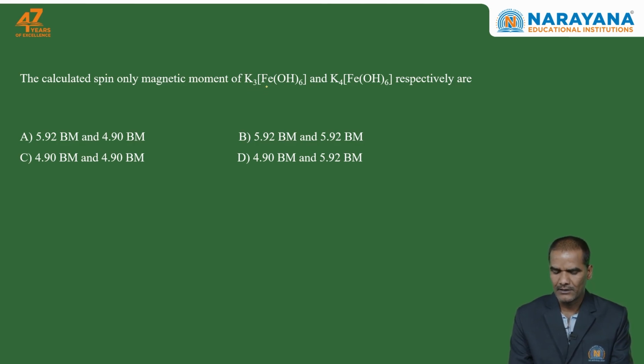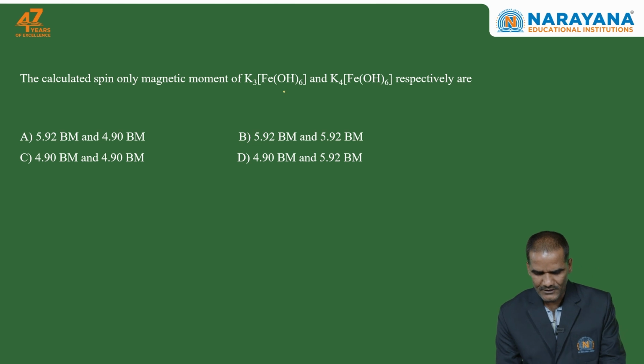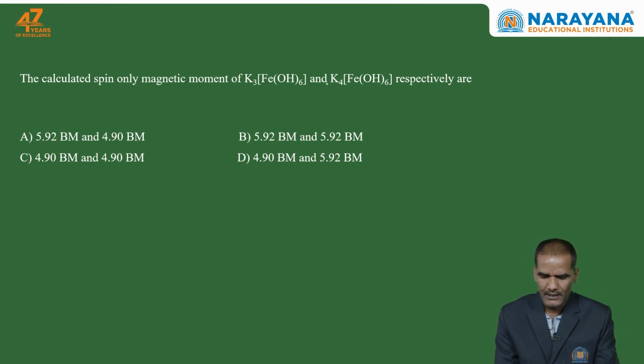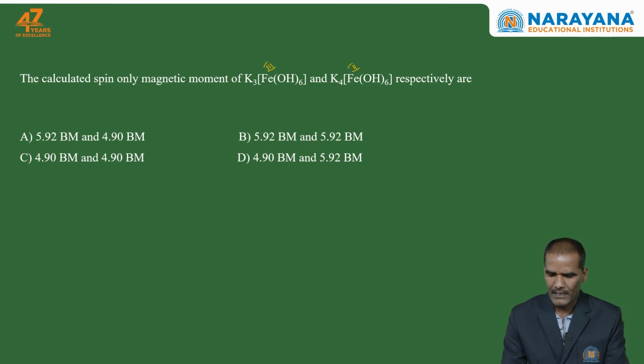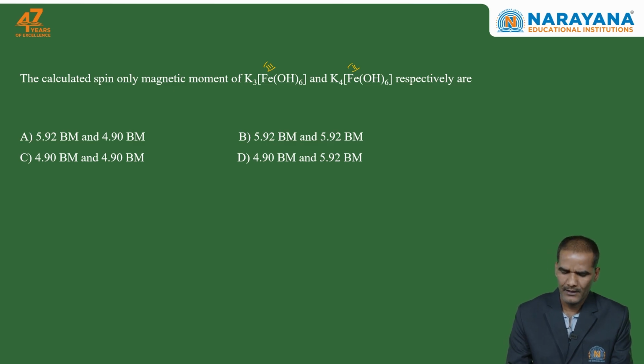Potassium tetrahydroxoferrate and second one potassium hexahydroxoferrate. In the first case the oxidation state of iron is 3, and in the second case the oxidation state of iron is 2. Now we have to identify the spin-only magnetic moment, and this is a question from coordination compounds. For the +3 oxidation state, the ligand present here is OH minus, which is a weak field ligand.